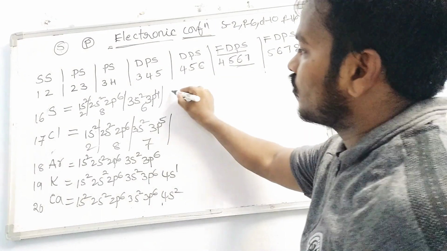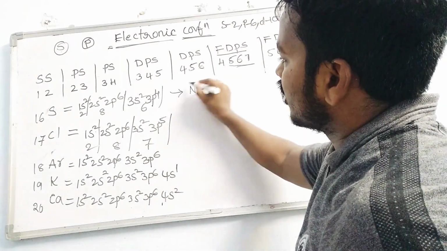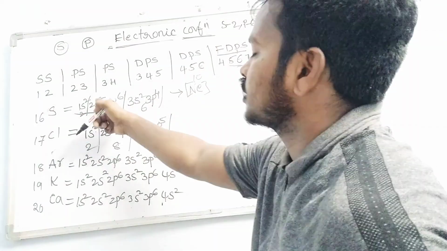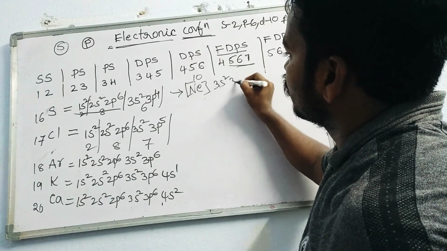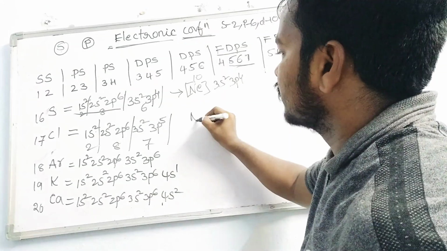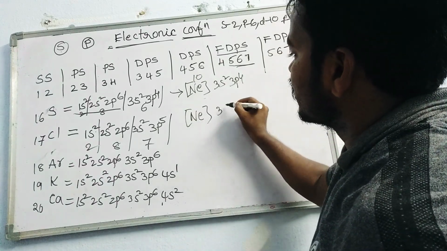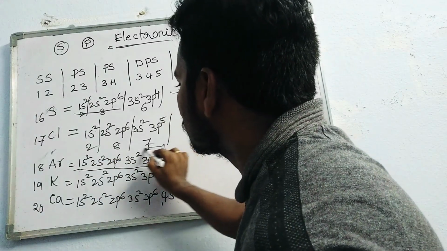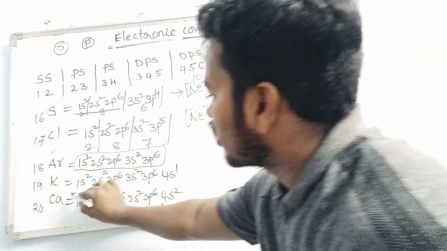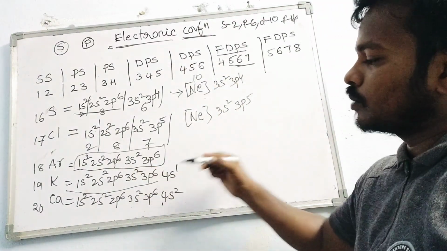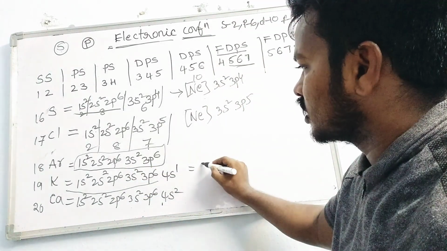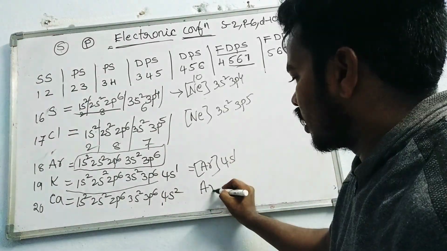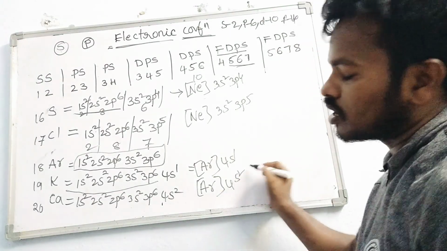You can also write the condensed form of sulfur. Neon, whose atomic number is 10, means 1s2, 2s2, 2p6. So 6 plus 2 is 8, 8 plus 6. Now you can write 3s2, 3p4. Next you can write neon 3s2, 3p5. See here again argon, 3s2, 3p6 is argon. So here the same electronic configuration is repeating for potassium. Instead of writing it all, the potassium electronic configuration is argon 4s1. Next one you can write argon 4s2, which is nothing but the electronic configuration of calcium.